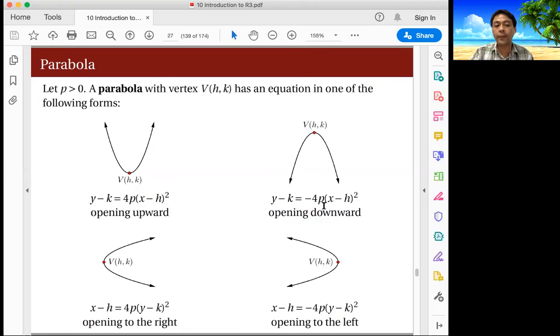Now take note that the vertex corresponds to the lowest point or the highest point of the parabola, and if you pass a line through the vertex, the line is either vertical or horizontal. It divides the parabola into two similar branches. Now we can also have parabolas which open to the right, and in this case it is the y that is squared, and the parabola which opens to the left, we have a negative 4 times p there.